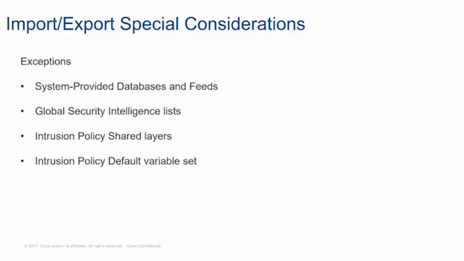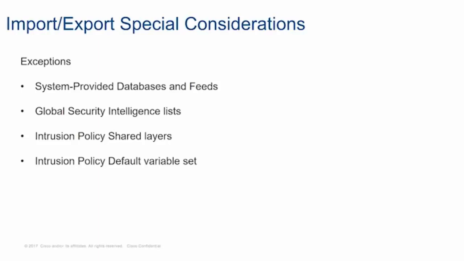So there are a few exceptions here when we say that it's going to export all the associated policies. Any system downloaded databases or feeds, like the URL DB that we download or the SI feeds that are downloaded, are not going to be part of the import export. These are not exported when we choose to export a particular access control policy.